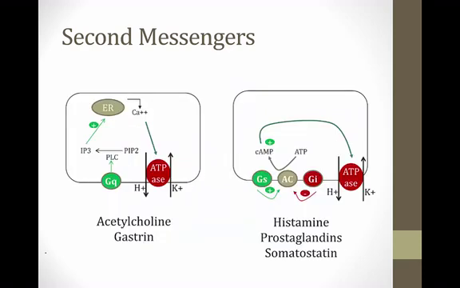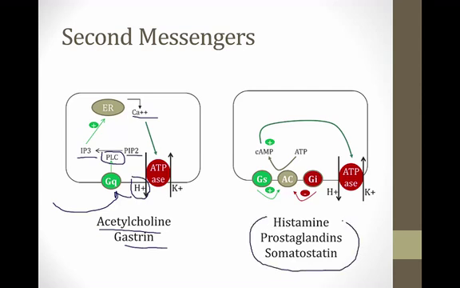Here's a more detailed depiction of the second messenger systems. Acetylcholine and gastrin work on a GQ protein system. GQ proteins activate phospholipase C, which converts PIP2 into IP3. PIP2 is phosphatidyl inositol biphosphate, and IP3 is inositol triphosphate. IP3 will then stimulate calcium release, and the calcium will activate proton pumping into the lumen of the stomach.